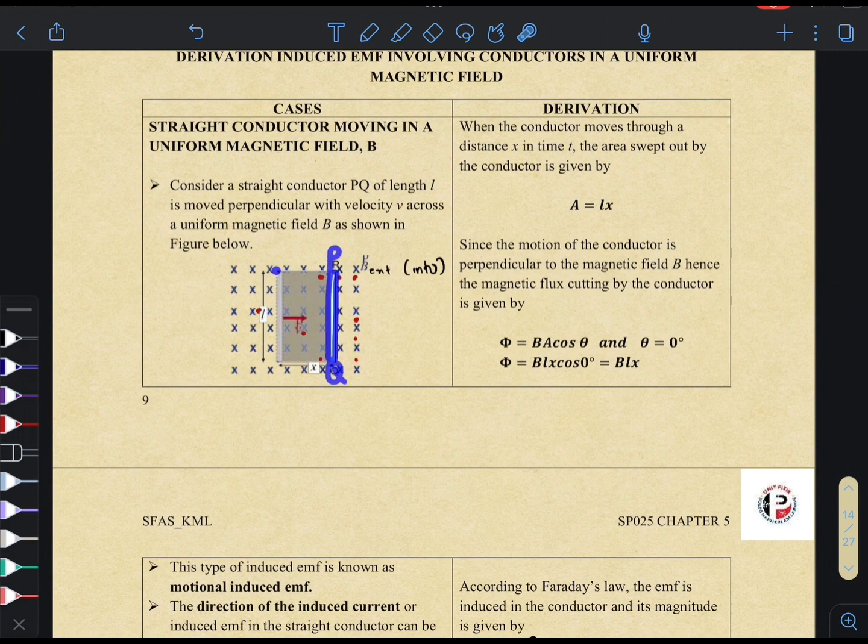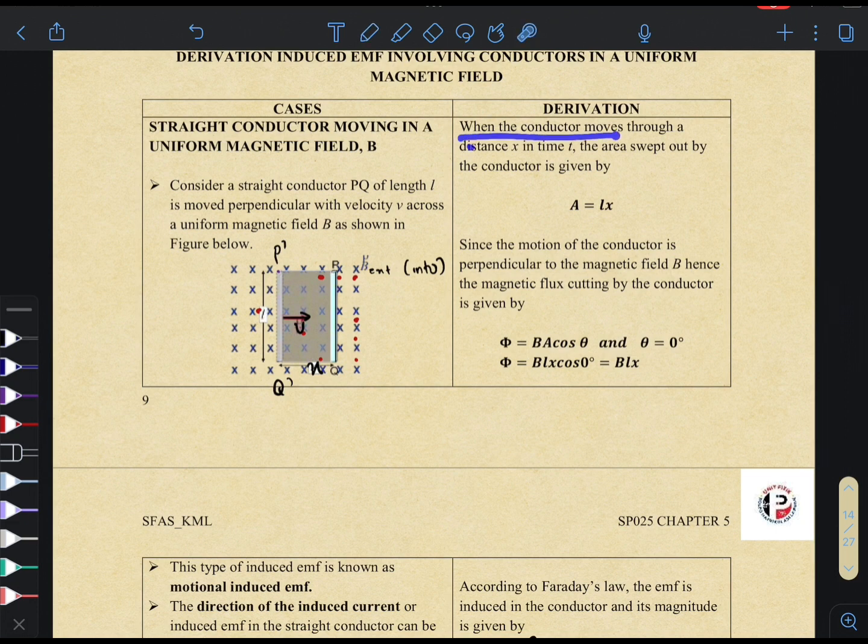PQ. However, initially it was here. It has a length of L. We moved it with a speed of V to the right, and this is the new location here. So let's say the original position we call P prime, Q prime, and then you moved it with the speed V across a distance X here.